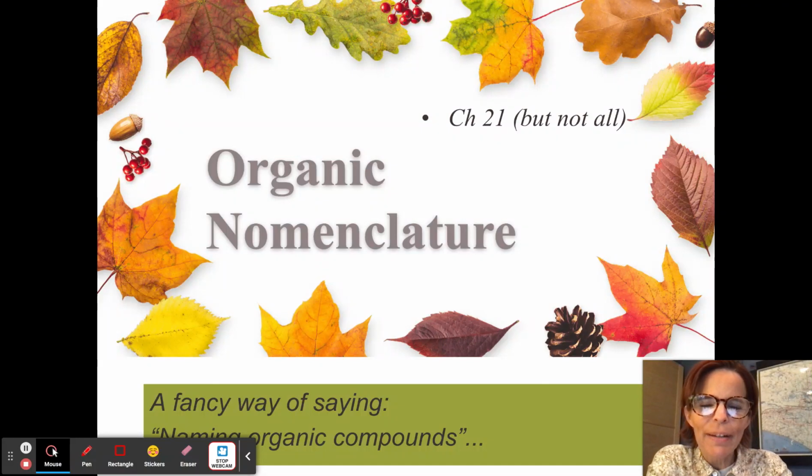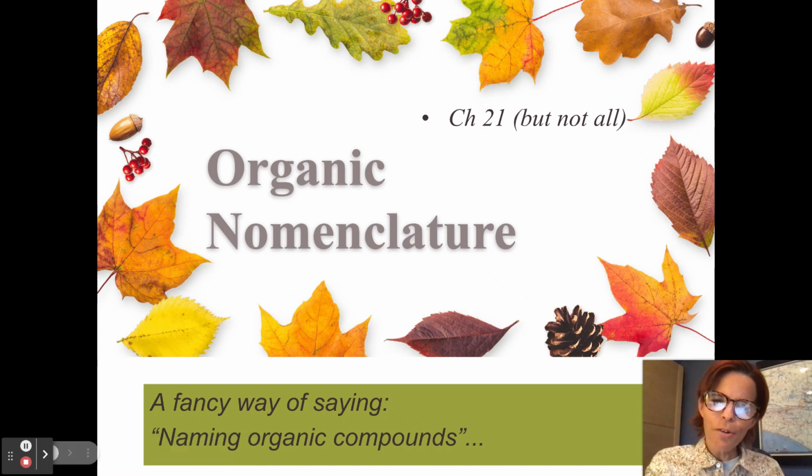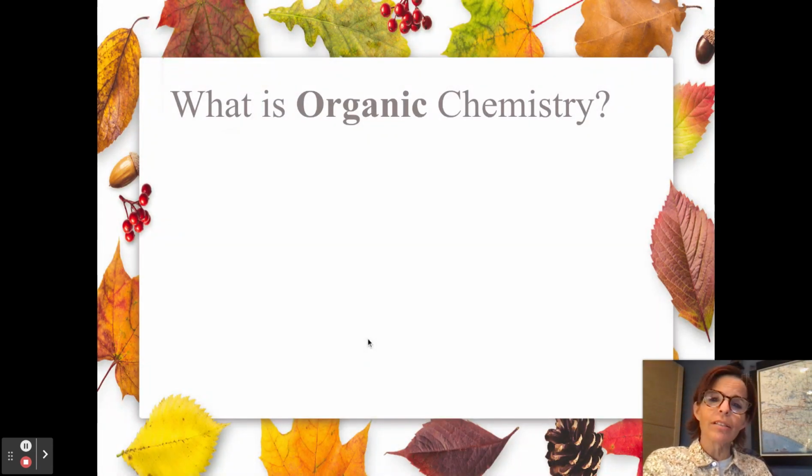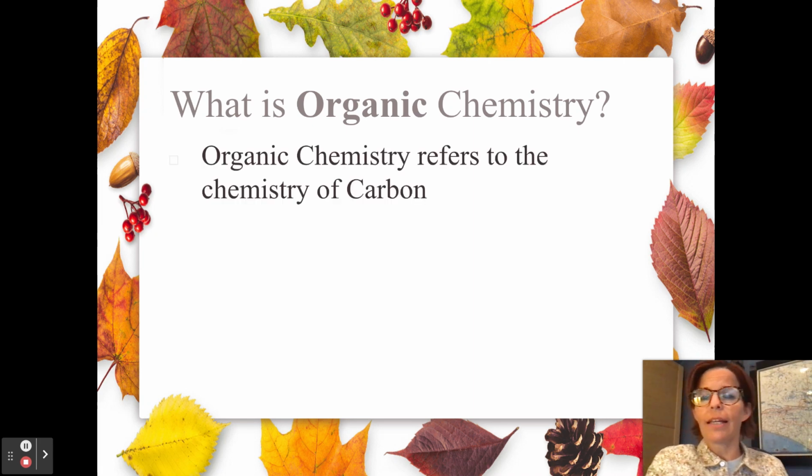All right, hello everyone. We are going to talk about organic nomenclature today. So, what is organic nomenclature? Well, we have to figure out what organic chemistry is. Nomenclature means naming. So, basically, we're going to be naming chemicals that are carbon compounds. Organic chemistry refers to the chemistry of carbon.